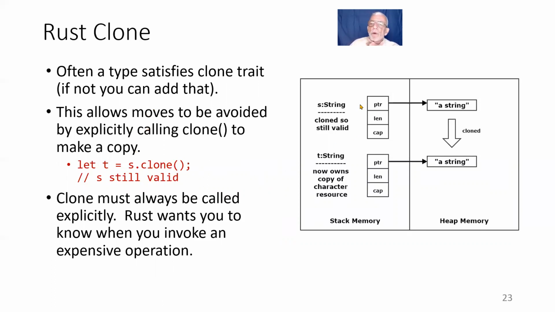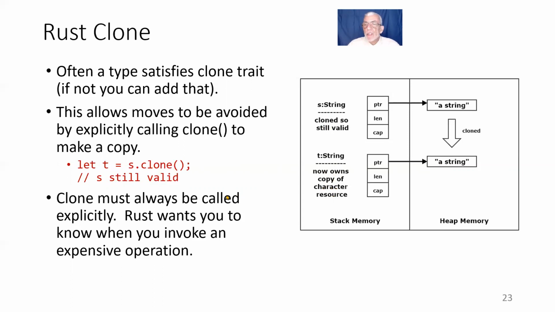So the clone operation didn't blit this down to here, okay? What it did was it blitted this string to a new location in the heap, okay? And then it just set up this to point to that new location. So S clone, so it's still valid. T string now owns a copy of the character resource that S holds. Okay. The clone is always called explicitly.